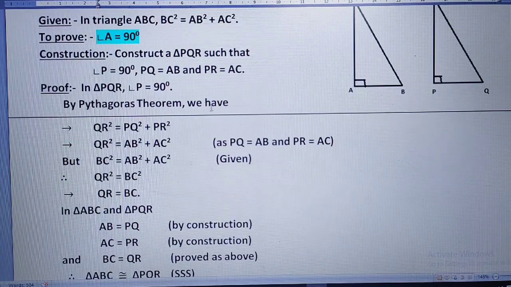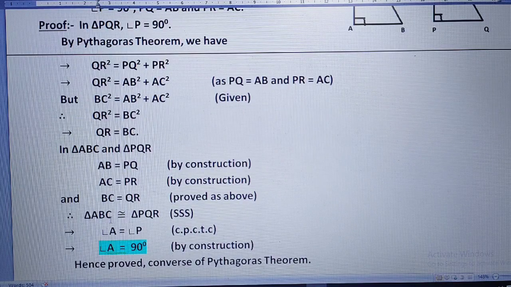In the above diagrams, triangle ABC is congruent to triangle PQR by SSS. Hence by CPCTC, angle A is equal to angle P. But angle P was constructed as 90 degrees, therefore angle A is equal to 90 degrees. Hence proved. The converse of the Pythagoras theorem is proved.